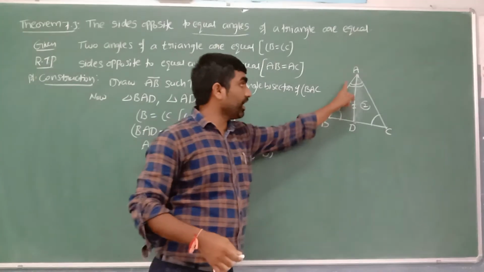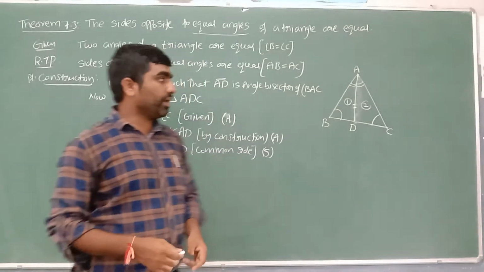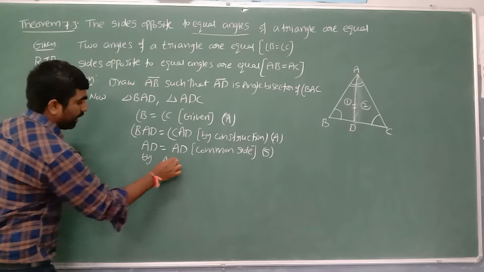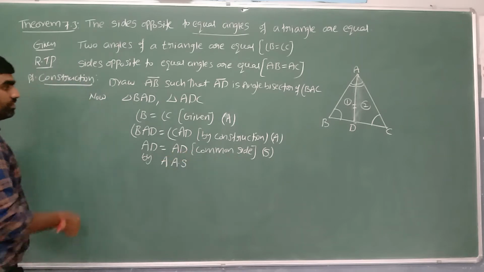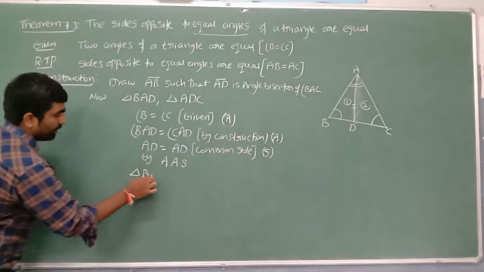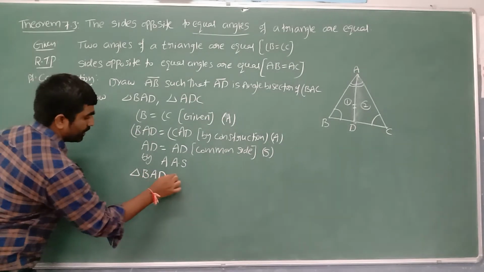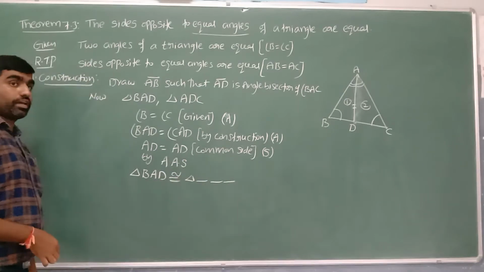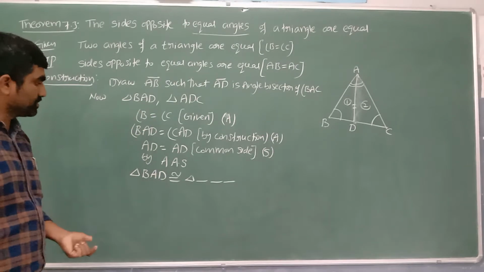Here? Angle side by AAS. Yes, we can say now by angle side criteria we can say that two triangles are congruent. Triangle BAD is congruent to triangle... By writing the alphabets of the second triangle, we can follow these conditions.